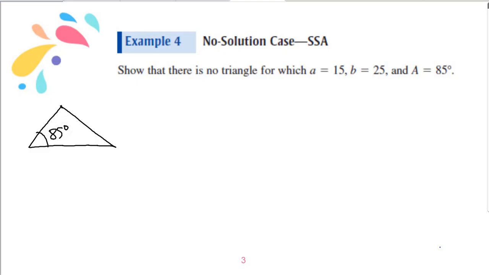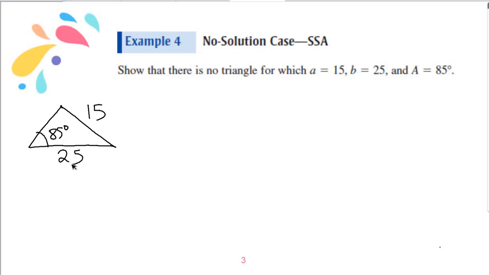Then remember that the side directly across from that has to be our little a. So I have big B over there. And then I'm going to make my 25 be down here. So I have side, angle. Are we all okay with that?